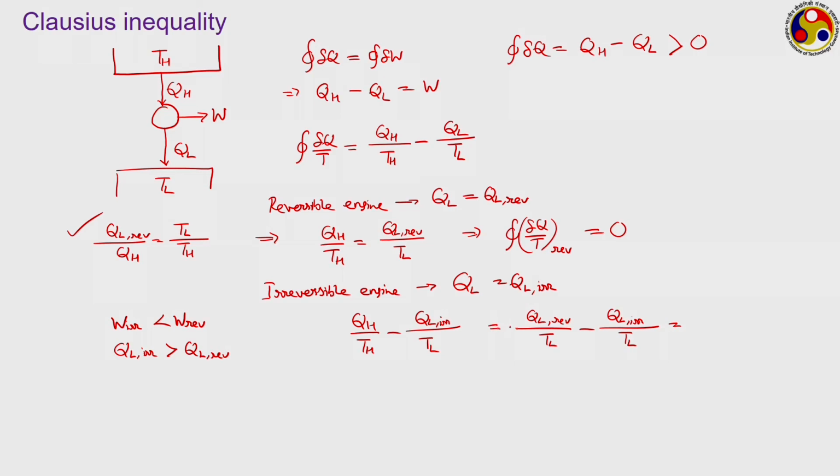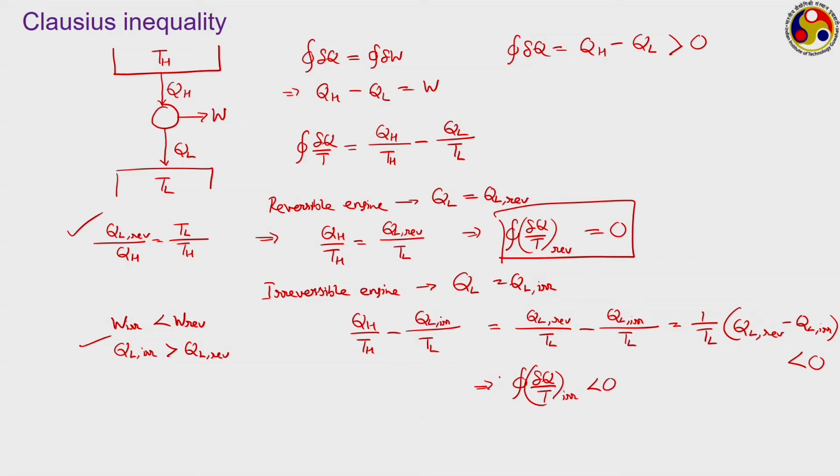Sorry, I should have put an equal to sign here. So, I am taking 1 by TL out of this: QL reversible minus QL irreversible. Now, here we have seen that QL irreversible is greater than QL reversible. So, this quantity is less than 0. That means this cyclic integral of del Q by T for an irreversible situation is less than 0. So, if we combine the reversible one and the irreversible one, then together we can write cyclic integral of del Q by T for any heat engine is less than or equal to 0, where the equality holds for a reversible one, which is the limiting case.